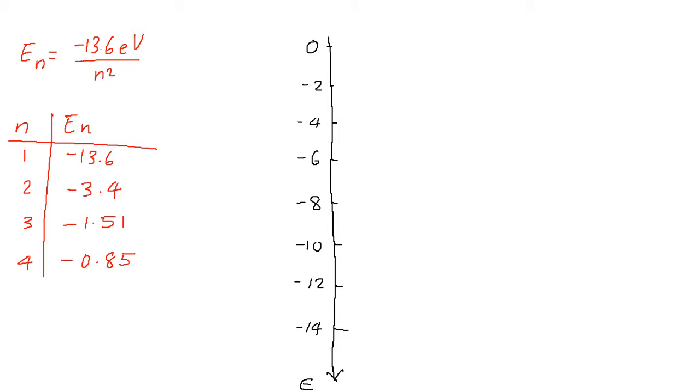So first let us consider the ground state, that is n equal to 1. So n equal to 1 is called ground state energy. So it is negative 13.6. So negative 13 will be somewhere here, then negative 13.6 will be somewhere here. So this is the energy corresponding to n equal to 1. Now for n equal to 2, it's negative 3.4, correct? So negative 3 is somewhere here, so negative 3.4 will be somewhere here. So this is the energy corresponding to n equal to 2.